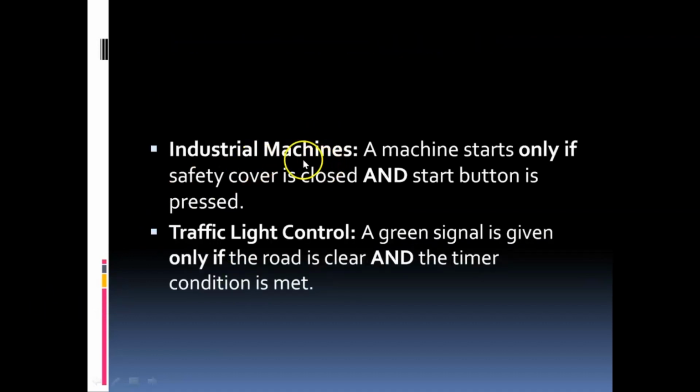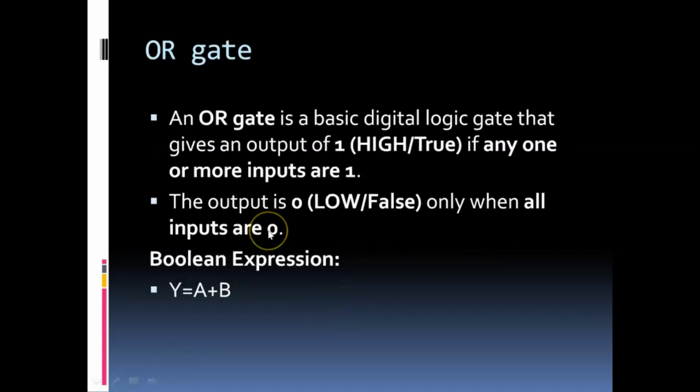Two examples you can see here: industrial machines and traffic light control, how it works. So these are the two examples. Just go through this. Next one is the OR gate.